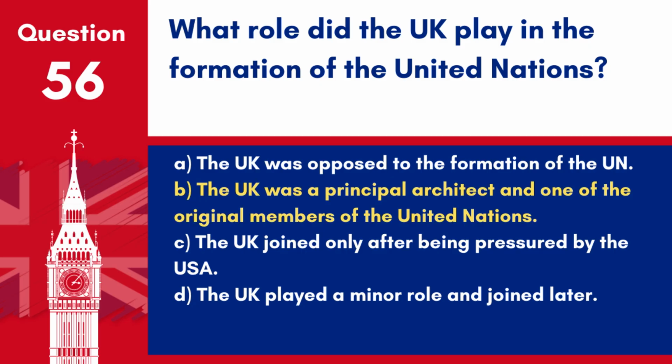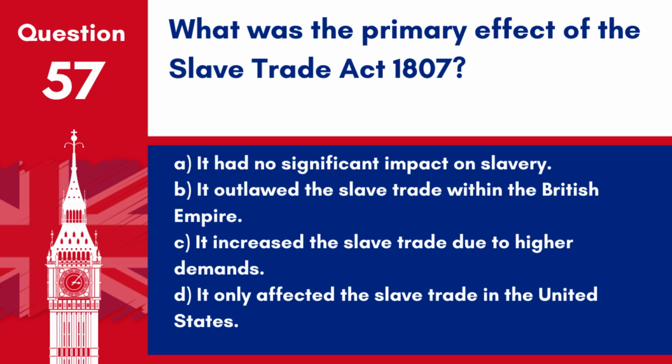Answer: B. The UK was a principal architect and one of the original members of the United Nations. The United Kingdom was instrumental in the planning and establishment of the UN, aiming to promote international cooperation and prevent future conflicts. Question 57. What was the primary effect of the Slave Trade Act 1807?